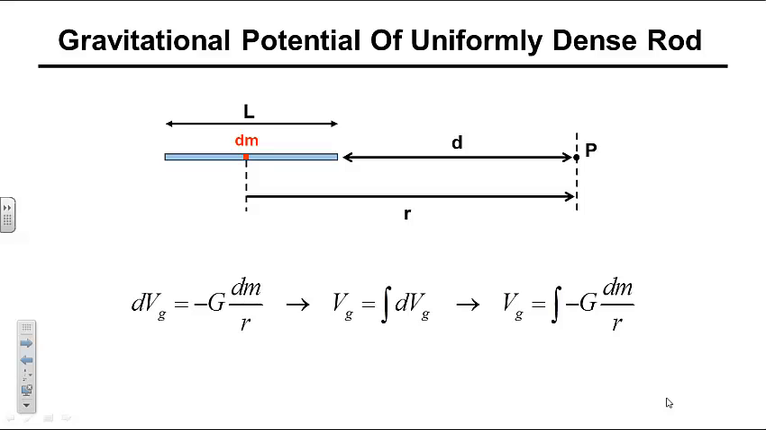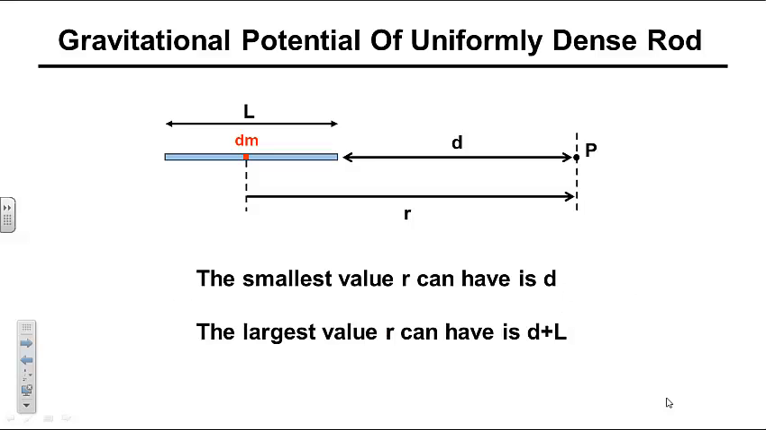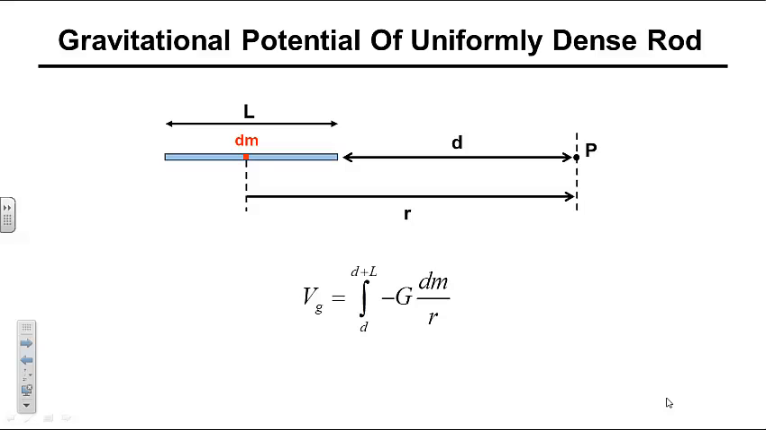The smallest value for the variable r in this equation, the closest any point particle can be to the position P, is d. Similarly, the largest value for r is d plus L. The gravitational potential of the rigid rod at the position P is thus defined by this integral.